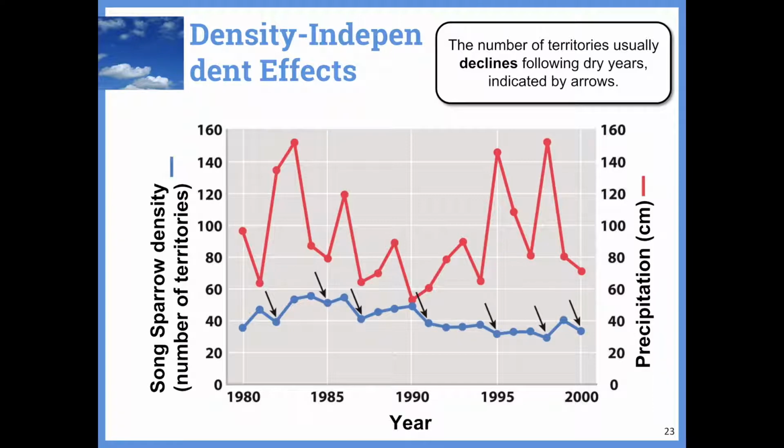Then we see the song sparrow density declining consequently right after. So anytime you see the arrow on the blue line, that's showing a decrease in the sparrow density, which was caused by a decrease in the number of territories, which was caused by the decrease in precipitation in that environment that year. So these factors are affecting population, and they're not due to density. They're independent of the density of the population.